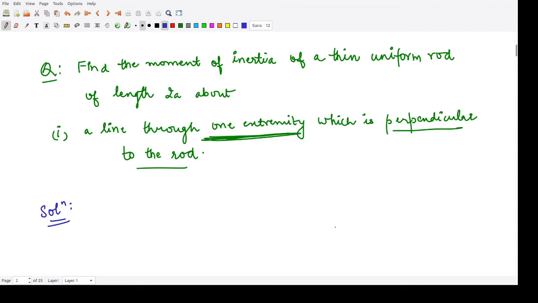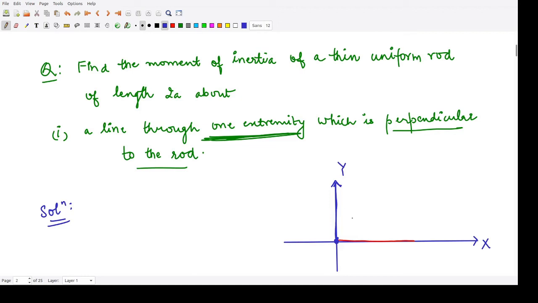Suppose this is the coordinate system, and we have a rod which is lying from here to here. So this is our rod. This is your x-axis and this is your y-axis. Now our perpendicular axis is this y-axis, because it is passing through one end of this rod.